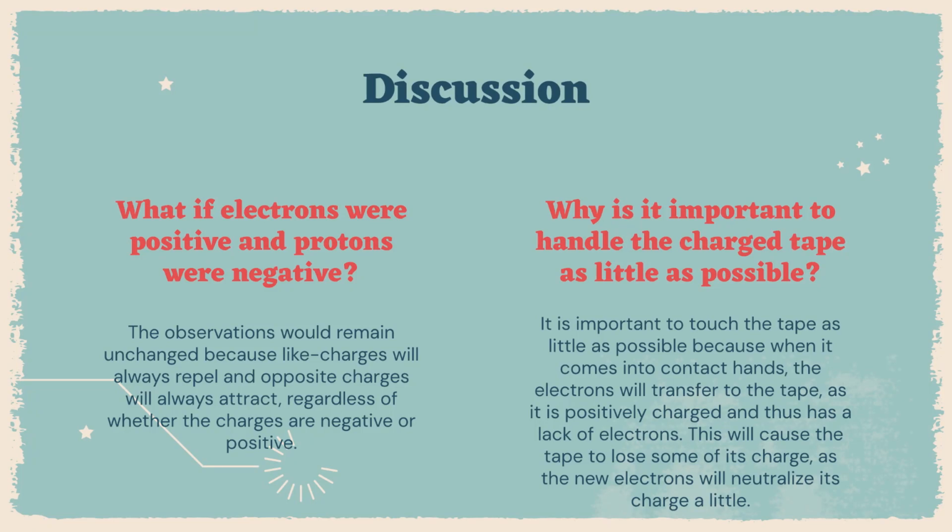If electrons were positive and protons were negative, our observations would not change, because like charges would still repel and opposite charges would still attract. Only our label of positive and negative would flip. It is also important to handle the tapes as little as possible, because when the positively charged tape touches a neutral hand, electrons flow from the hand into the tape, neutralizing its charge. This reduces the electric force and prevents the tape from floating.